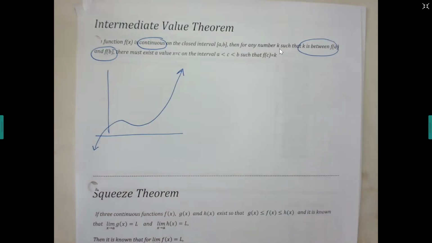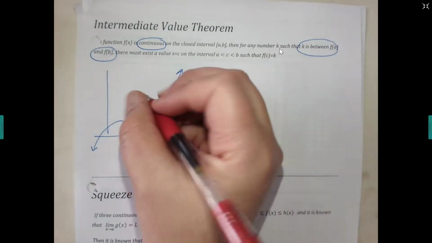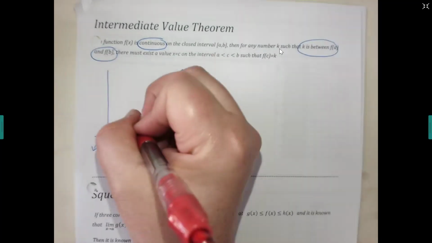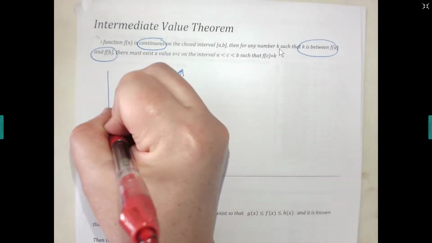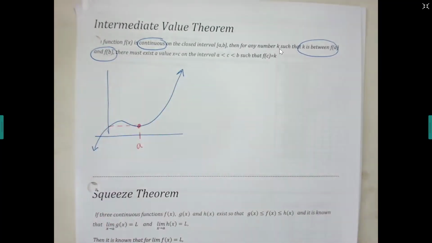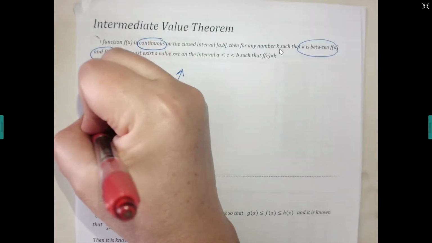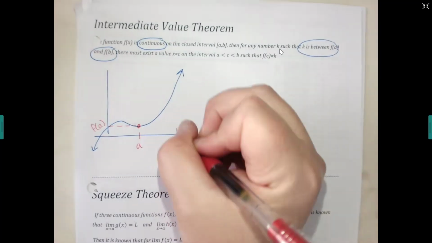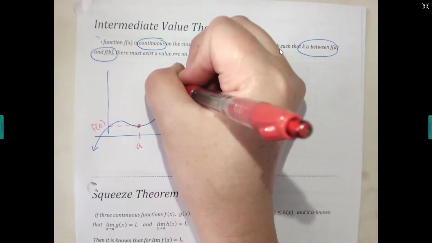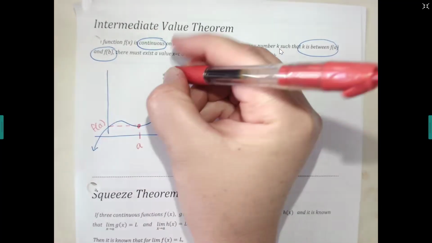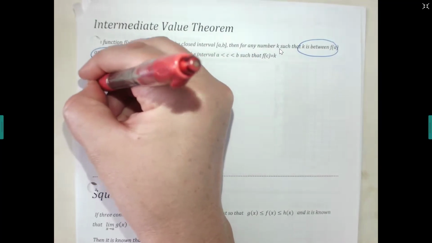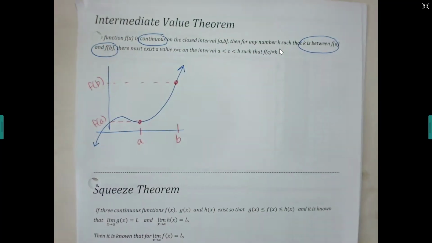So let's pick an a and a b. I'm going to let my a be here. Then f of a would be how tall that is, or the y value at that spot. So this is f of a. And then let's place our b just a little bit further down the line. So let's maybe put b over here. Then f of b would be that y value, which is right there.